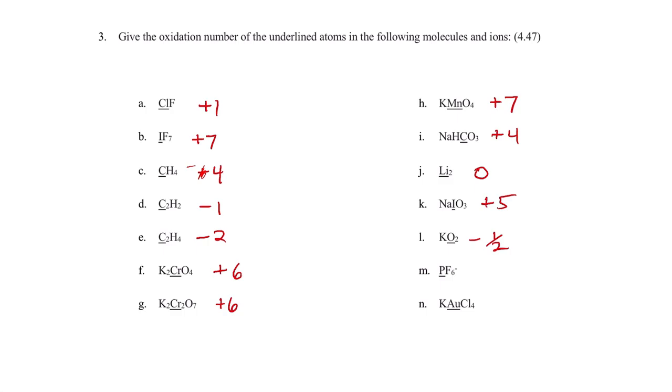In letter M, I have the PF6 ion. I have 6 negatives for fluorine, but phosphorus must be +5 so that it adds up to a -1. And in the last one, potassium gold chloride. Potassium is +1. The chlorides are -1, so that makes it -4, and +1 is a -3. So gold will be +3 to balance that out.